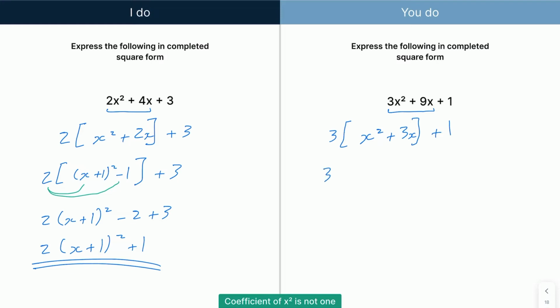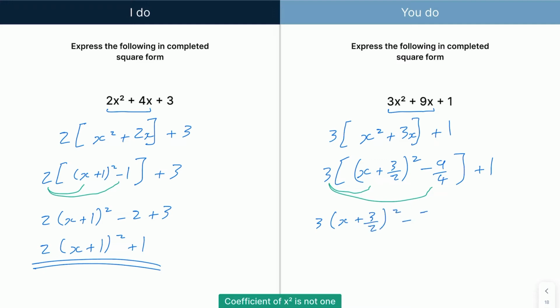And now we are just going to complete the square on the bit inside. So that's going to be x plus 3 over 2 all squared minus 9 over 4 plus 1. And now we're going to multiply that out. So that's going to be 3 times this thing here and 3 times that. So that is going to be 3 bracket x plus 3 over 2 squared minus 27 over 4 and then plus 1.